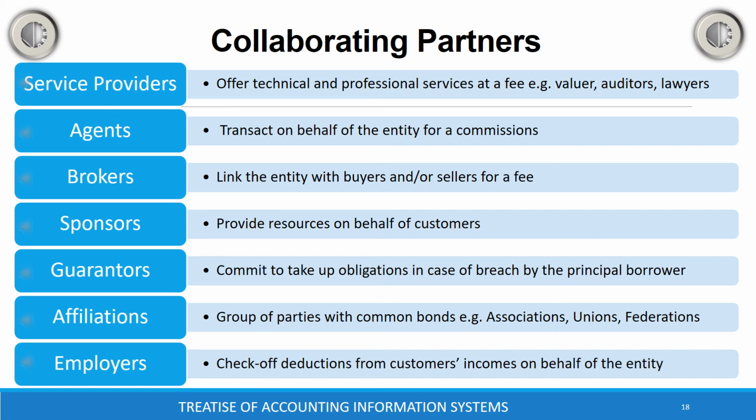Affiliations are a group of parties with a common board, such as associations, unions, and federations. Employers in this case are the organizations that rely on the entity to make check-off deductions from the customer's income and remit the deductions on behalf of the customers. All these collaborating partners use accounting information to determine the nature of collaboration with the entity, as well as to negotiate for mutual benefit such as commissions and fees.